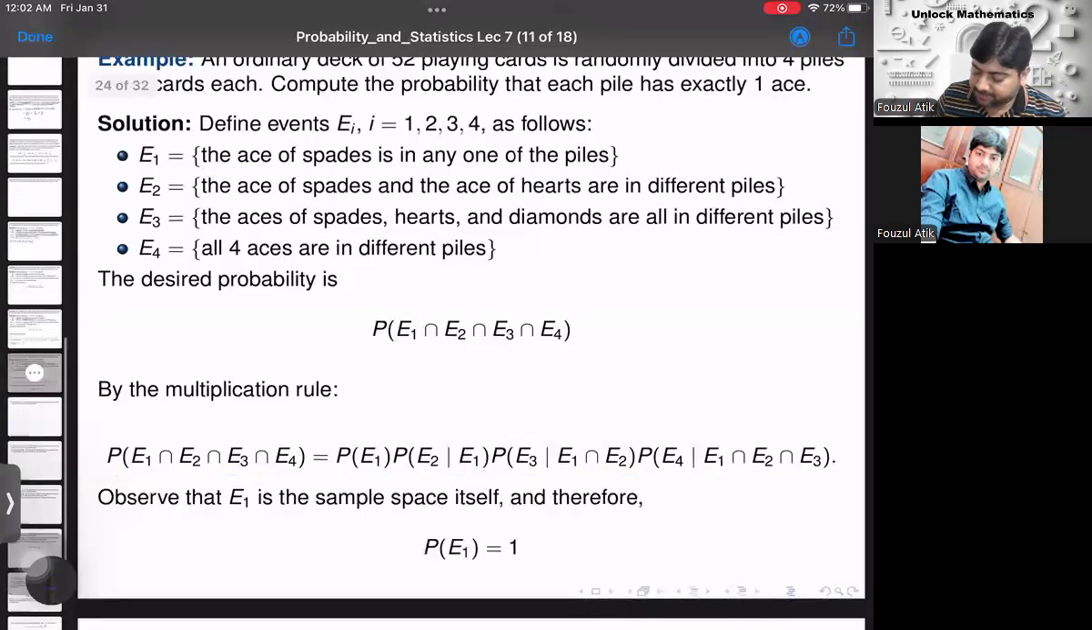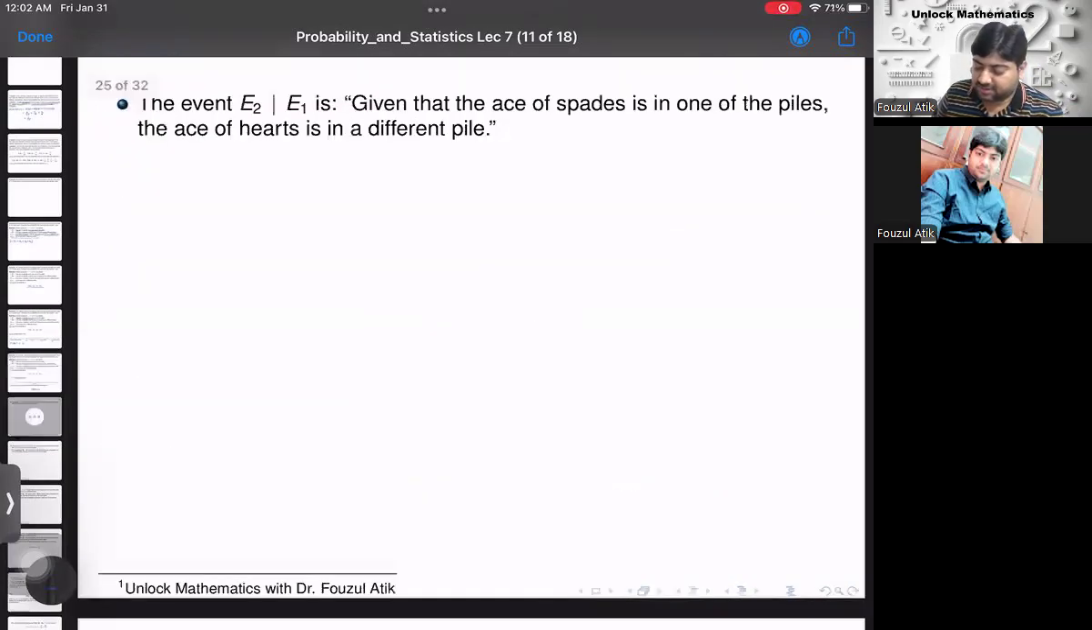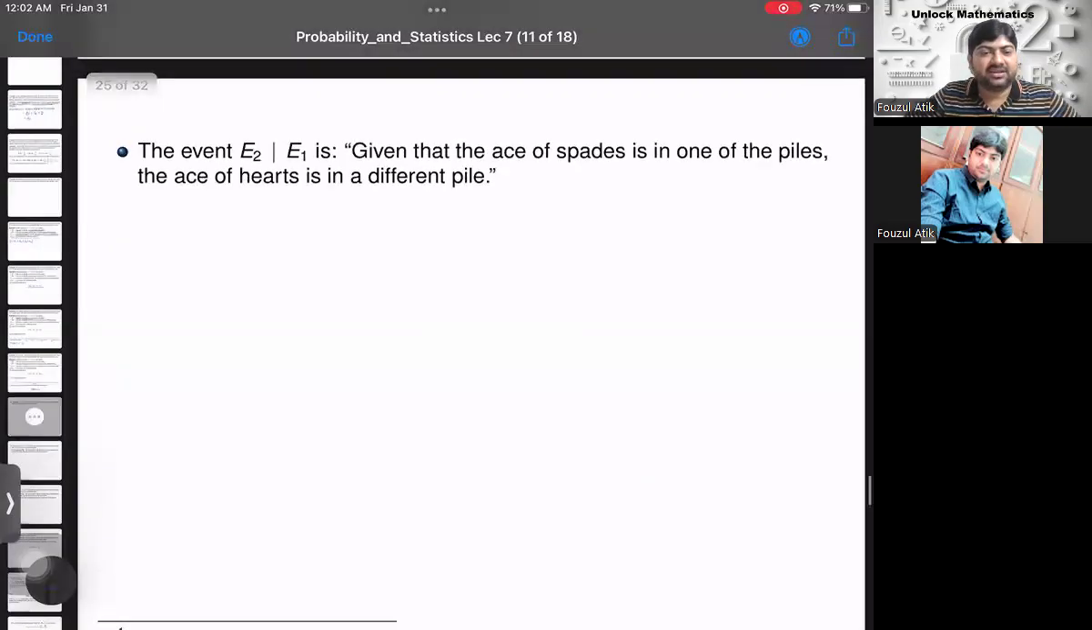Now, the next step. We already discussed that P of E1 is 1. Now we have to find the probability of E2 given E1. What does it mean? It means the event that, given that the ace of spade is in one of the piles, the ace of heart is in a different pile. So this is E2 given E1.